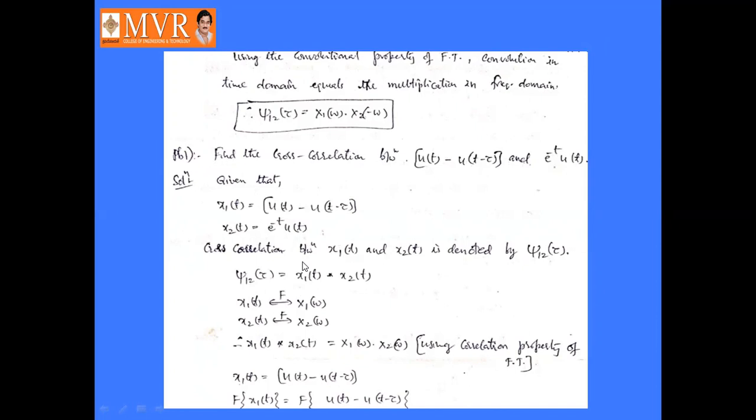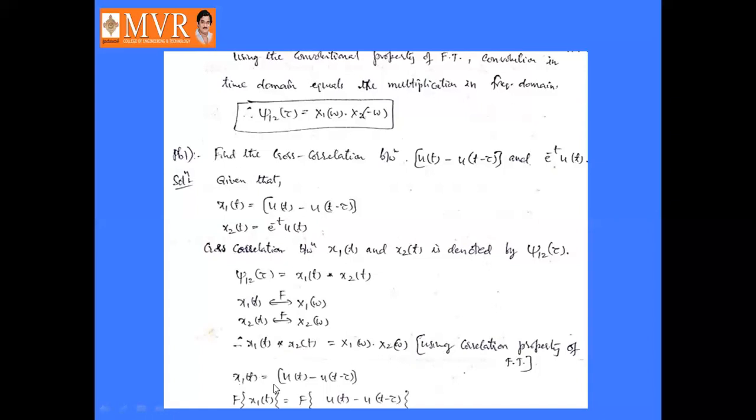So cross correlation between x1 of t and x2 of t is denoted by j12 of tau. So j12 of tau is equal to x1 of t convolved with x2 of t. Fourier transform of x1 of t is x1 of omega, and Fourier transform of x2 of t is x2 of omega. So x1 of t convolved with x2 of t will become simple multiplication in frequency domain, x1 of omega into x2 of omega.